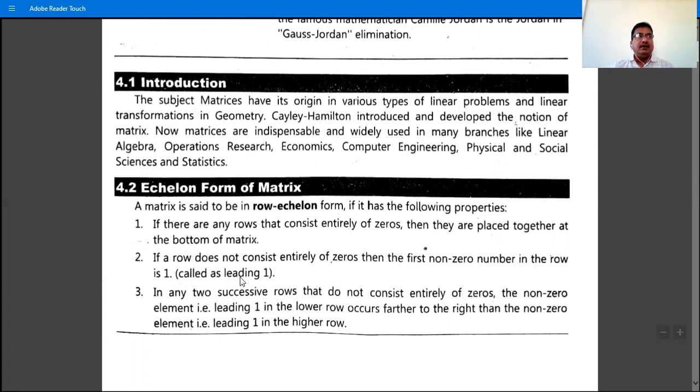So the first non-zero element in every non-zero row must be 1, and that one is called the leading one. And the third property: in two successive rows, the leading one of the lower row is to the right of the leading one of the upper row. That is, the leading one of the lower row must be one place or two places to the right of the leading one of the upper row. If these three properties are satisfied by the matrix, then we say the matrix is in row echelon form.